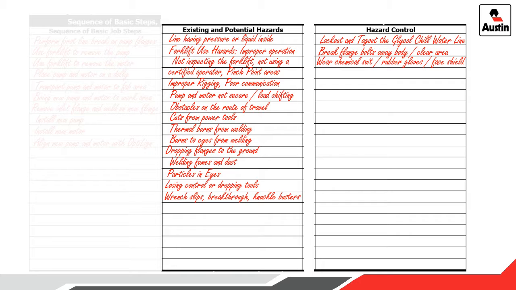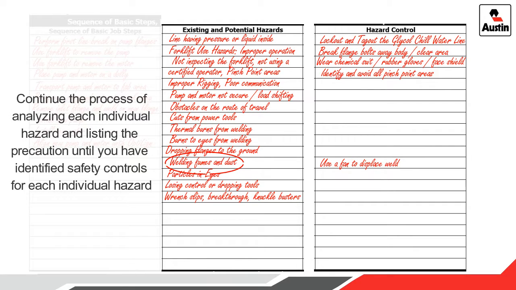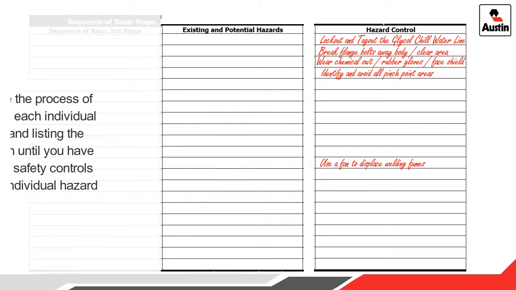Another hazard that we identified is pinch points. Our precaution is to identify and avoid the pinch points, which is an administrative control. The 12th hazard on the list is welding fumes, and we will be placing a fan to displace the fumes out of the welder's breathing zone. This is another example of engineering controls.